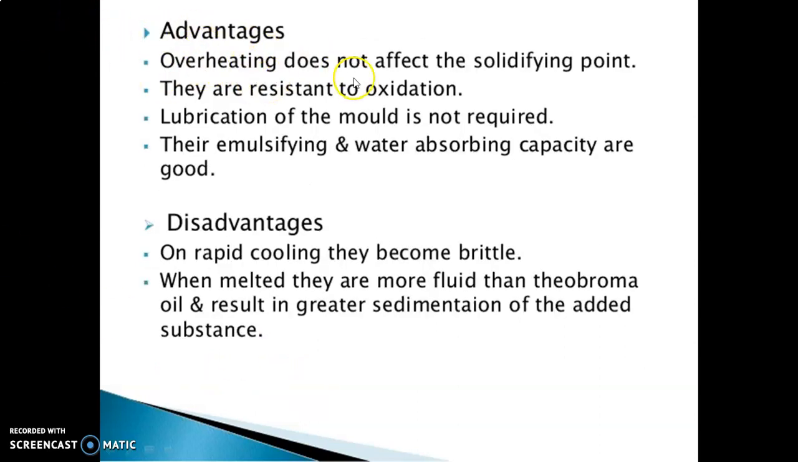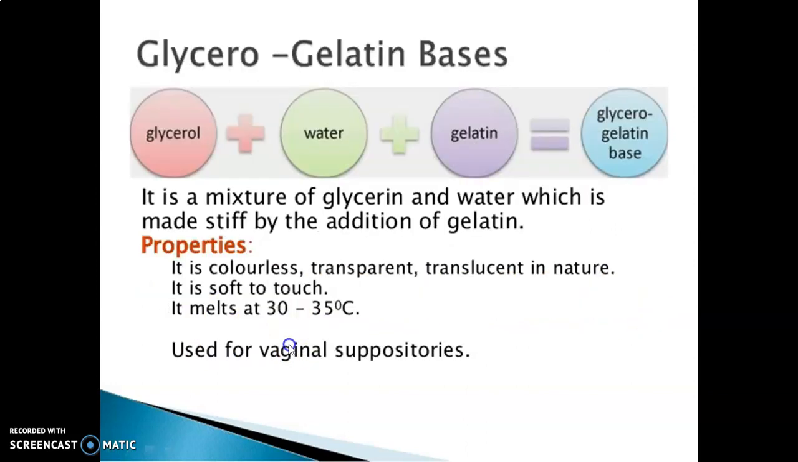Advantages: overheating does not affect the solidifying point. They are resistant to oxidation. Lubrication of the mold is not required. Their emulsifying and water absorbing capacity are good. Disadvantages: on rapid cooling they become brittle. When melted they are more fluid than theobroma oil and result in greater sedimentation of the added substance.